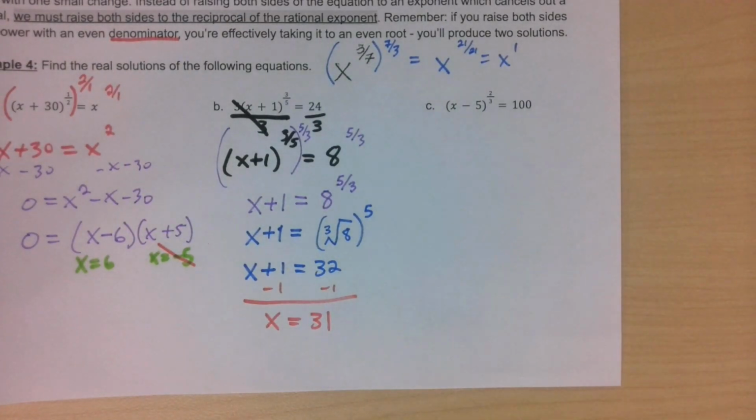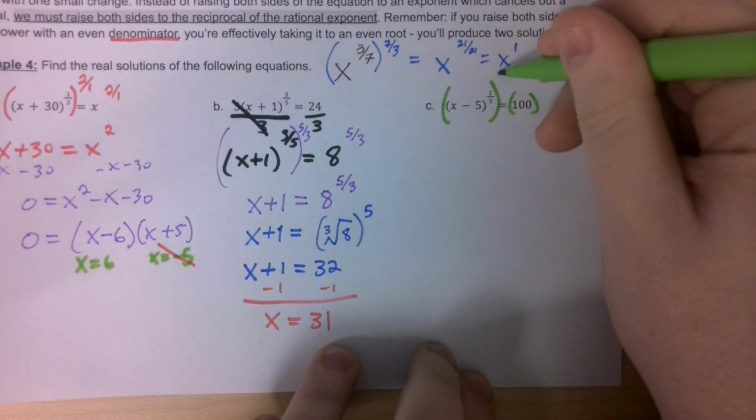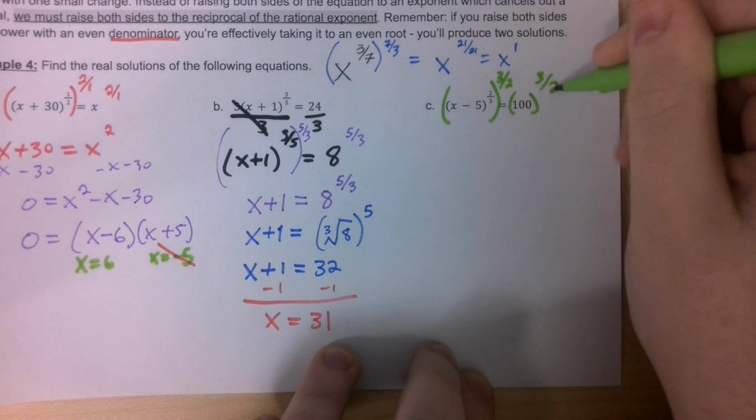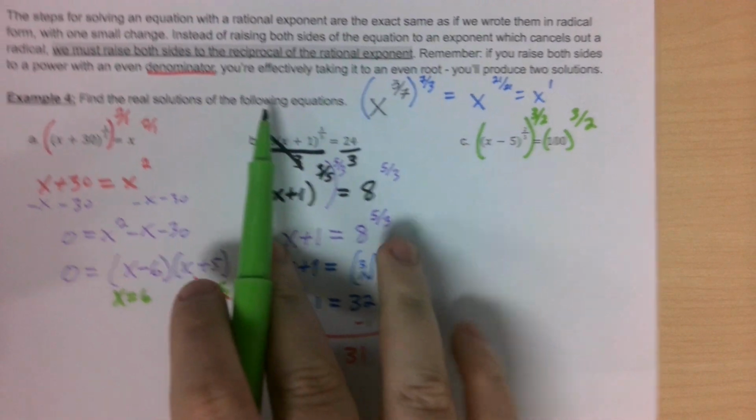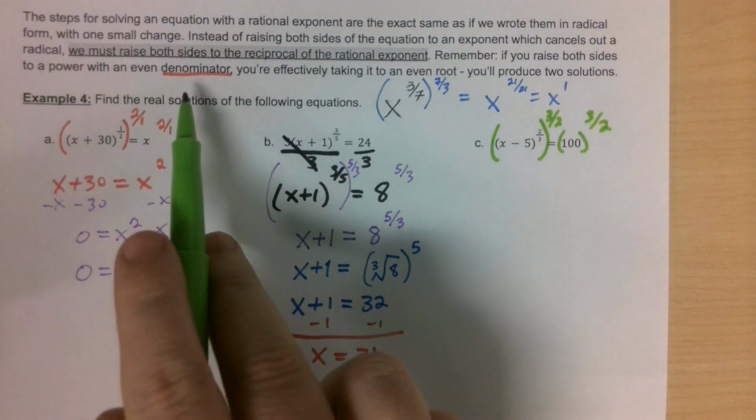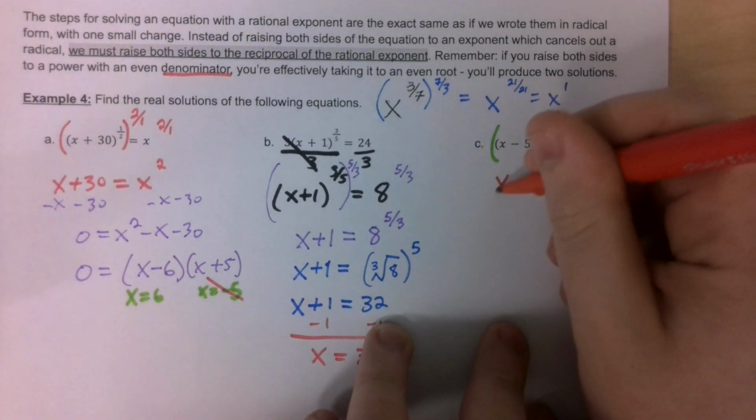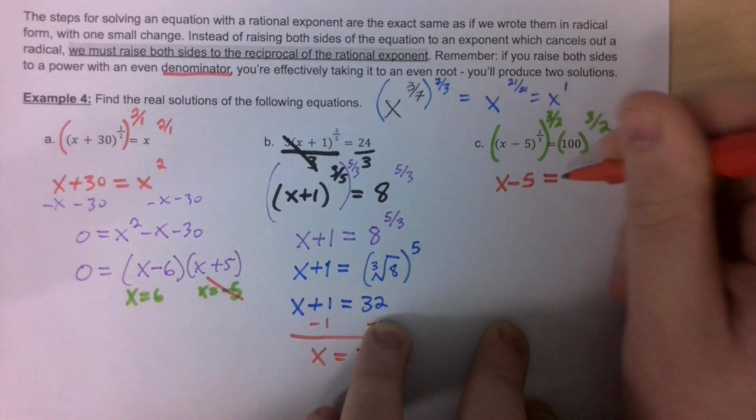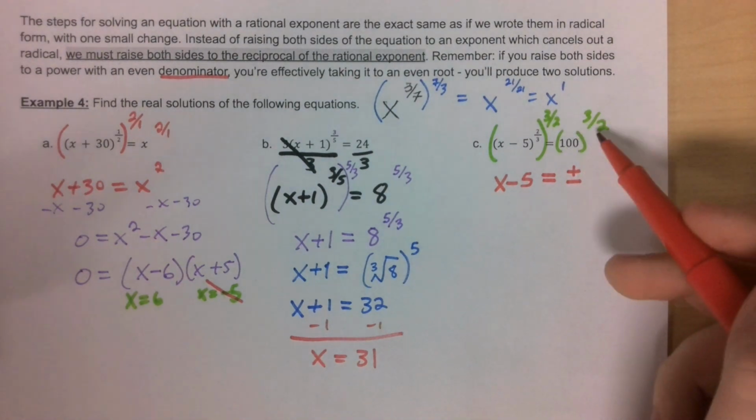For part C, I wanted to do this one together because something's a little bit different. Of course, we still start the same. We still want to get rid of the 2/3 power by taking both sides to the 3/2 power. But remember our rule. If you raise both sides to a power with an even denominator, you're basically taking an even root. You're going to get 2 solutions. So while we get x minus 5 over here, we do have to put down positive and negative whatever 100 to the 3/2 power is.